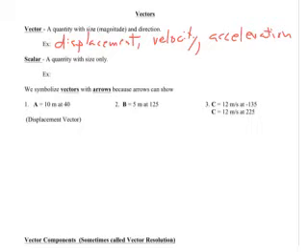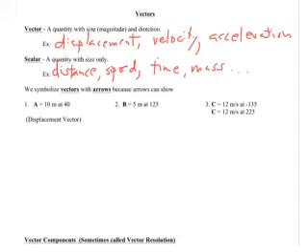Scalars are quantities with size only. Some of the scalars we've had so far are distance and speed, time, mass, and there'll be others as well. Now with vectors, we're going to focus on vectors here.